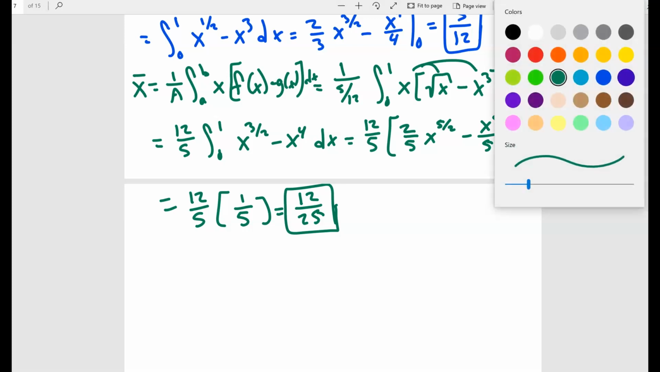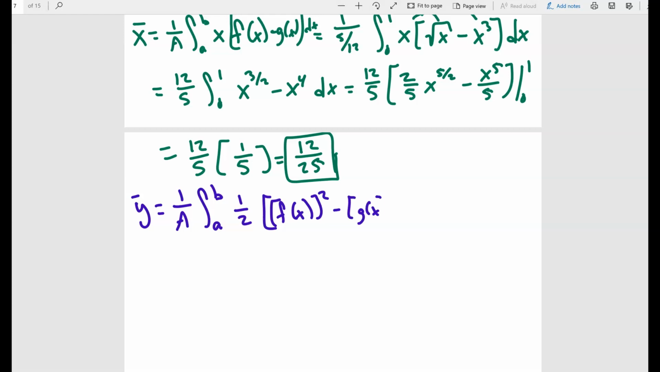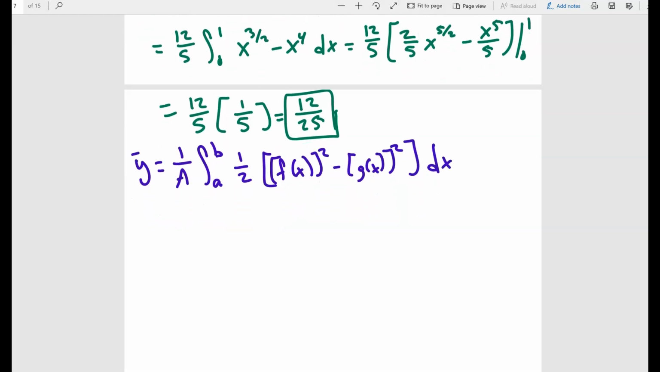Okay, so I'm going to do the same thing, but now with y bar. So y bar is going to be equal to 1 over A integral from a to b of 1/2 f of x squared minus g of x squared dx. Okay, so A in this case was still equal to 5 over 12, integral from 0 to 1, 1/2.